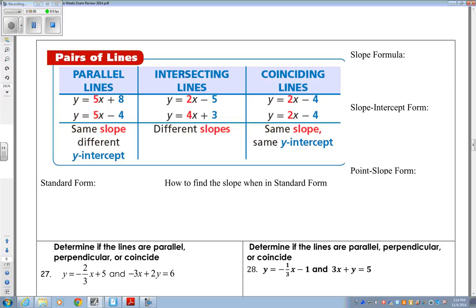Also, I know it's not on here, but make sure you know what perpendicular means. Perpendicular means you have opposite reciprocal slopes. Okay? So think flip change for some of you. Okay, so on this section, let me tell you about how you're going to be tested on each type.